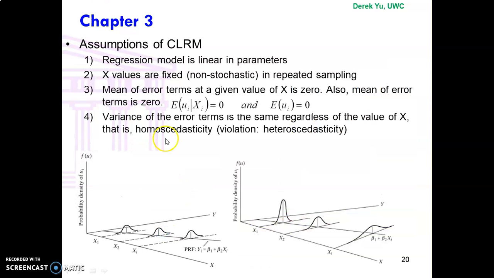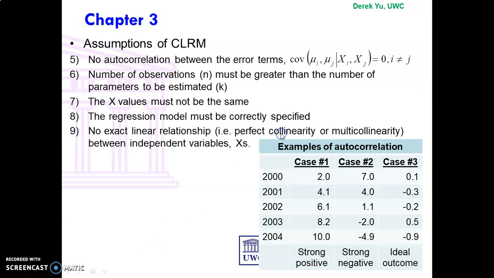Okay. And then the assumptions of CLRM, classical linear regression models. I'm not going to go through all these assumptions again, but for ECO311, we are going to learn a bit more on assumption number 4, homoskedasticity, heteroskedasticity. And then we are going to have a chapter on autocorrelation, which is about the relationship between the error terms.